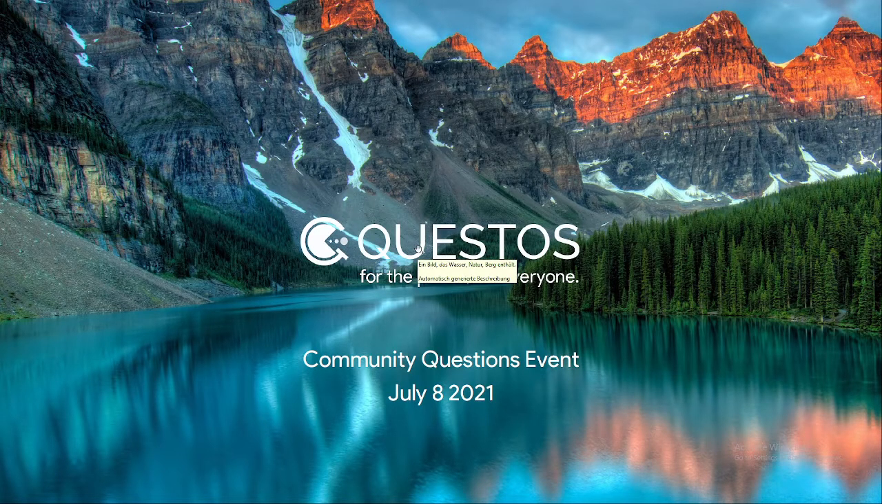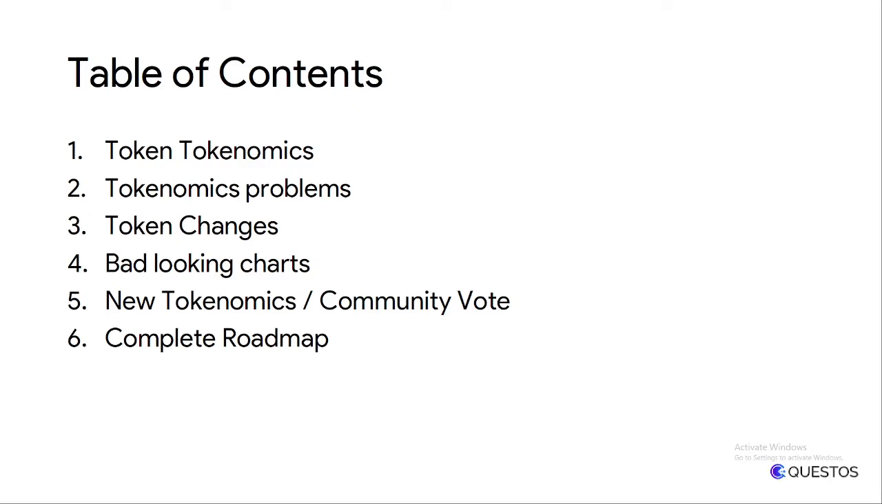So then let's start. The topics we are talking about today I put together in a table of contents. First we will talk about tokenomics and problems with the actual tokenomics. After this we will talk about some changes in the token, and because you requested it, we will talk about the bad looking charts, make some community votes, and tell you a little bit more about the complete roadmap.